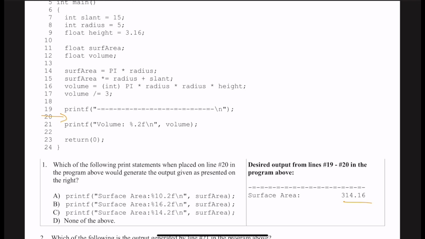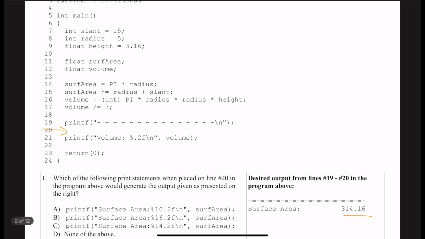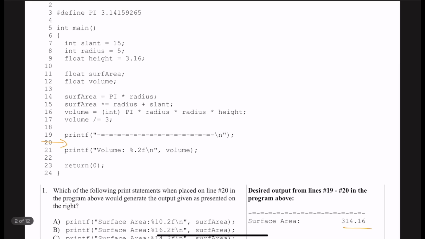We're printing surface area. So surface area equals pi times radius. And then on line 15, we're going to also multiply it by radius plus slant. Because we're assigning the right-hand side to a float on the left-hand side, I'm not really worried about doing it line by line. If that was an integer, I would be more careful about any information loss through conversion by assignment. But in this case, I can combine lines 14 and 15 into one long line. So pi times 5 times 5 plus 15.